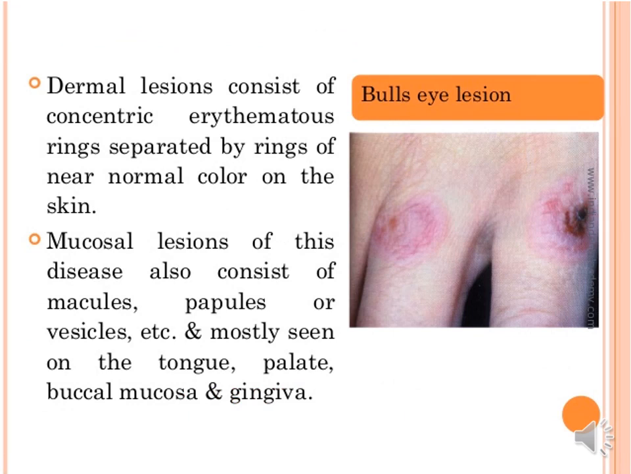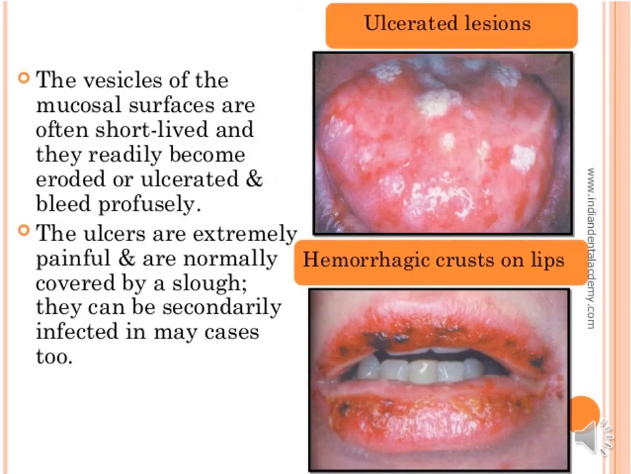The dermal lesion consists of concentric erythematous rings separated by a ring of near normal color on the skin. Mucosal lesions of this disease also consist of mucosal papules or vesicles, and are most often seen on the tongue, palate, buccal mucosa, and gingiva. These are the two forms of erythema multiforme, the ulcerated lesion or hemorrhagic characteristics on the lip.